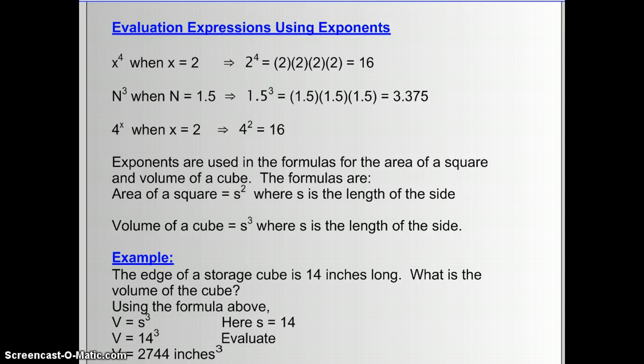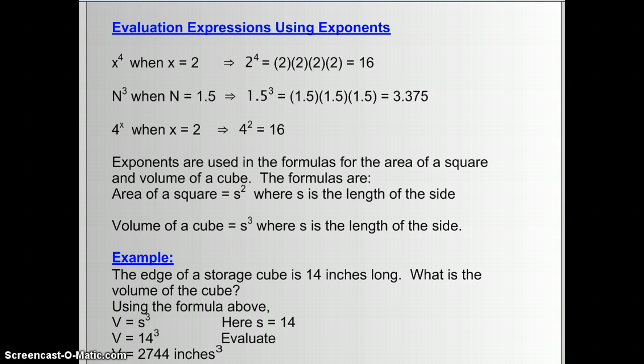Exponents are often used in formulas for the area of a square and the volume of a cube. You need to know these formulas. The area of a square is s squared, where s is the length of the side. Because remember, area is always length times width, but in a square, the length and the width are equal. So the area is s squared. The volume of a cube is s cubed, where s is the length of a side.